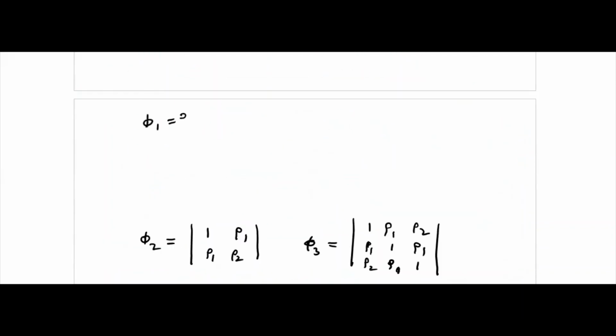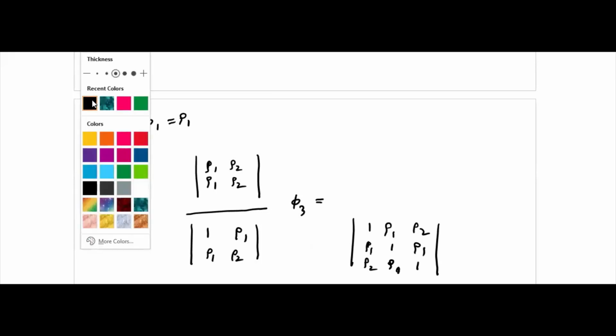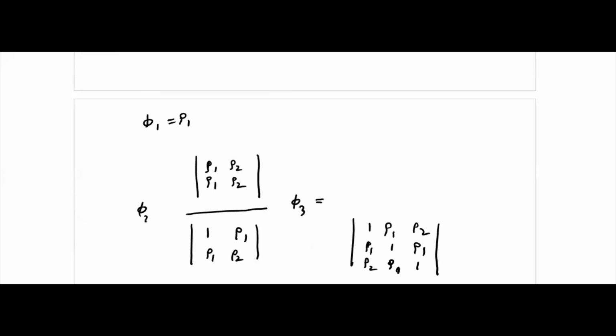I'll tell you. Phi 1 is equal to rho 1. Phi 2, when I write, this is the numerator and this is the denominator: 1, rho 1, rho 1, 1. In the numerator, replace the first column by rho 1, rho 2. Now when you find phi 3, you can remember this way easily. This is phi 2, phi 2 is equal to this, phi 3 is equal to this.